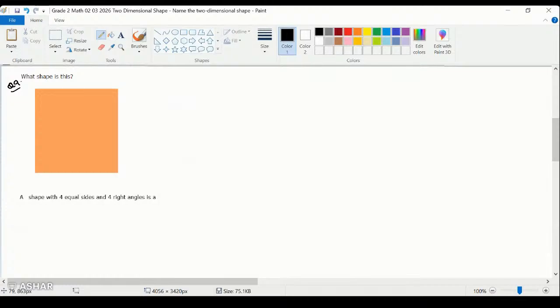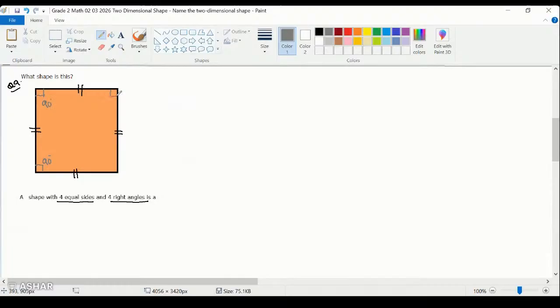A shape with 4 equal sides and 4 right angles. Yes, perfect. Thank you, Ant. They're saying there is a shape which has 4 equal sides and 4 right angles. That means all these lengths are, these double dashes are telling us that these lengths are equal, and they're saying all the angles are right angles.